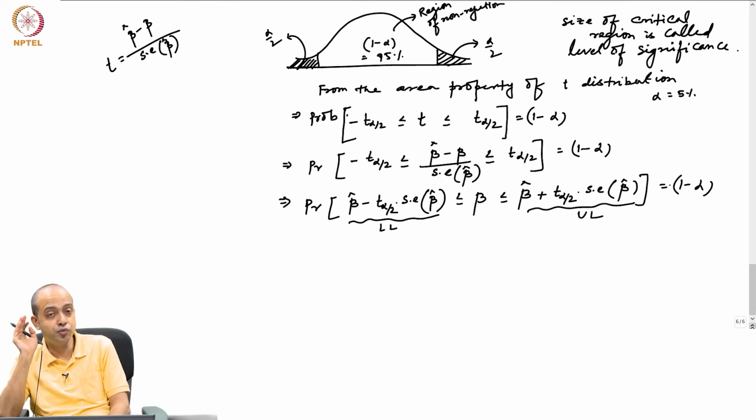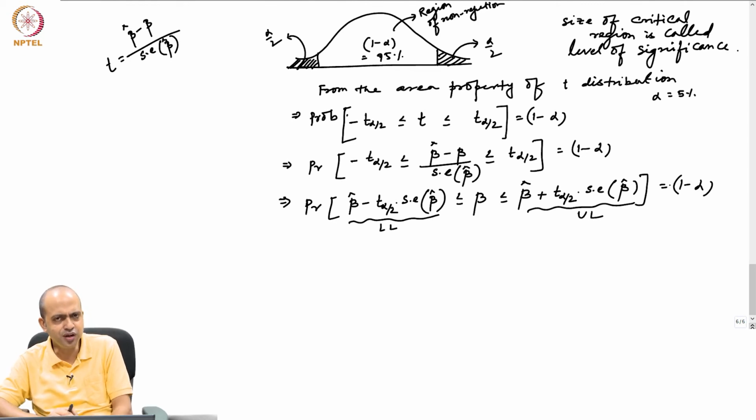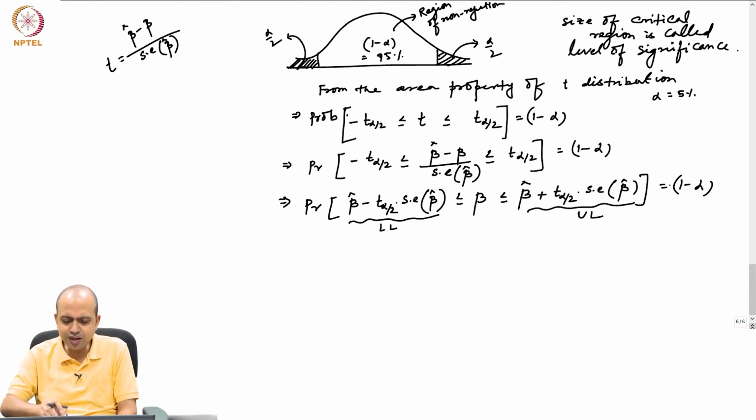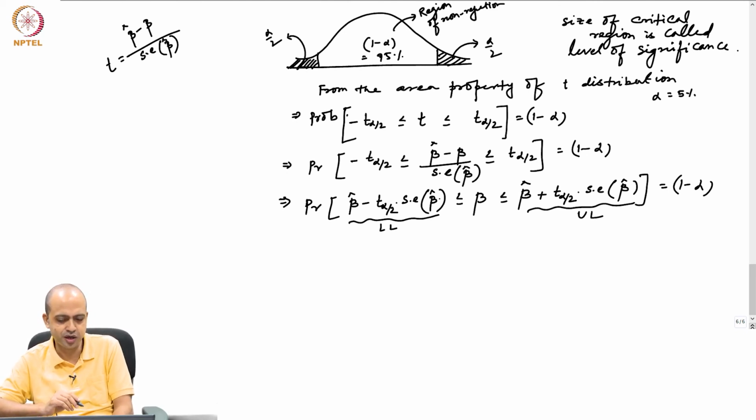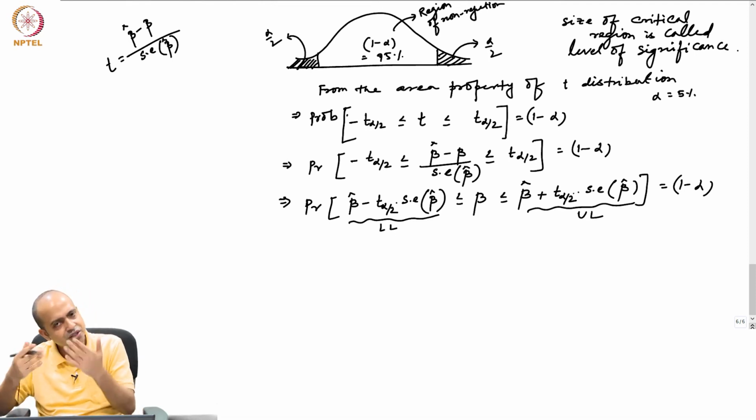But you have to sincerely keep in mind that this interpretation is wrong. Why is this wrong? Because probability can always be attached only with a random variable. First of all, is this interval a random variable? Is this interval random? The answer is no. Why? Look at the interval, it is beta hat minus T alpha by 2 into standard error of beta hat. Once you estimate the model, you know your beta hat, you know T alpha by 2, you know the standard error of beta hat. That means this lower limit is known, upper limit is also known. That means the interval itself is known.